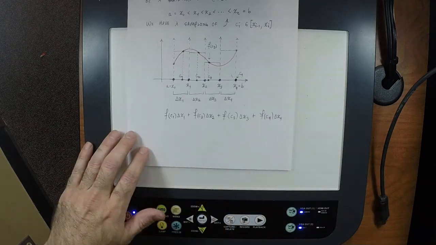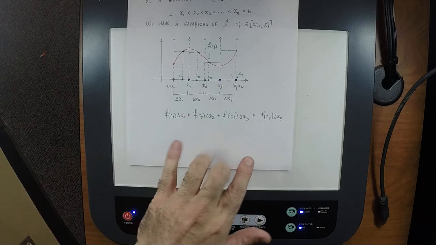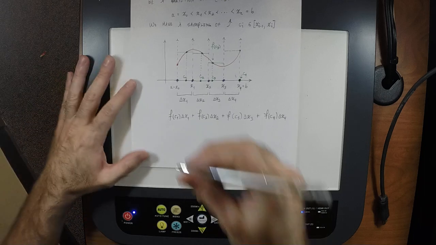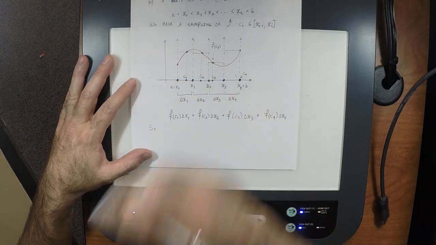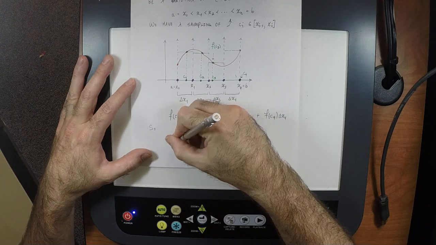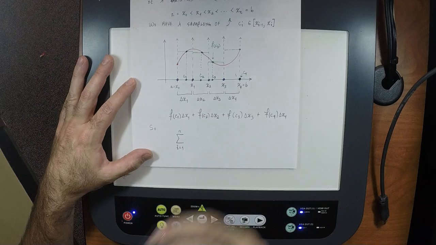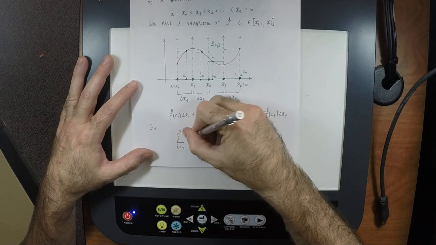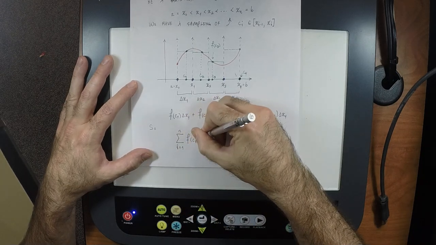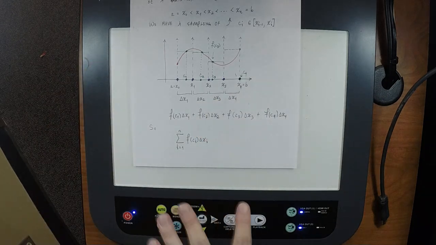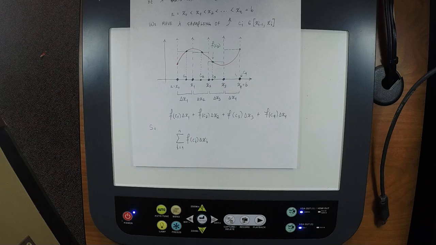Do understand that we've explicitly added four things, but we're talking about adding n things. So generally it looks like this: the summation from i is 1 to n of f of ci delta xi. This gives us a way to estimate the area under a curve for any number of pieces n.